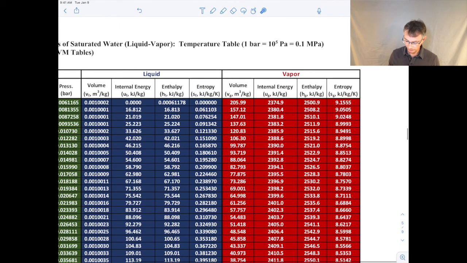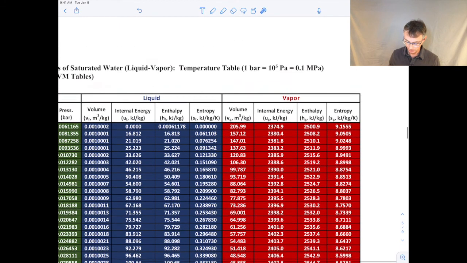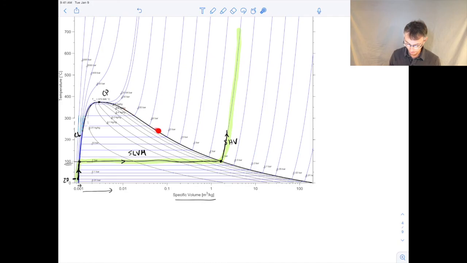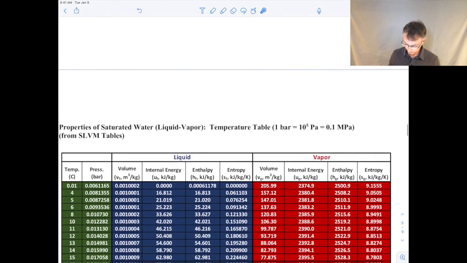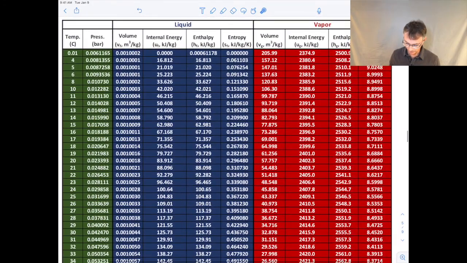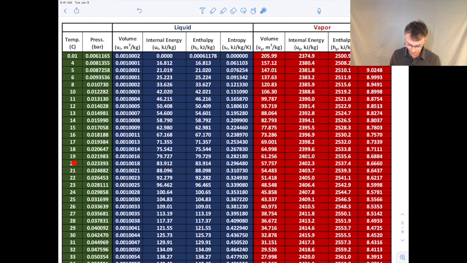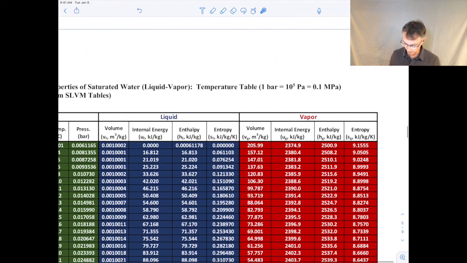Similarly, we have properties for the saturated vapor, right? So that would be along this part of the vapor dome. And so if you wanted the specific volume for the saturated vapor at 20 degrees Celsius, we'd come over here and you'd see it'd be 57.757 cubic meters per kilogram. So again, that's the specific volume. These are all specific quantities: specific volume, specific internal energy, specific enthalpy, specific entropy.